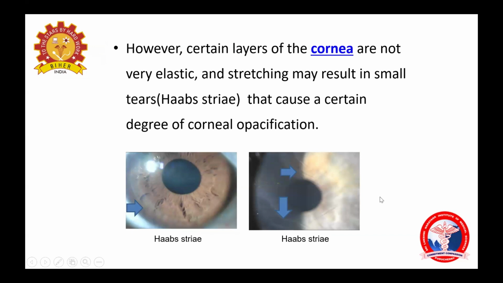However, certain layers of the cornea are not very elastic, and stretching may result in small tears in the cornea. You see that here? These horizontal or concentric lines that are visible here are also called Haab's striae, and that causes a certain degree of corneal opacity. See, these are the tears in the cornea because of the non-elasticity of the cornea, giving rise to the formation of Haab's striae.